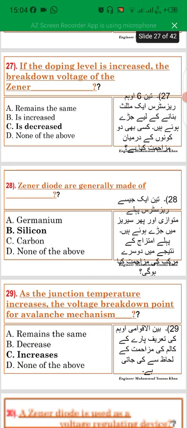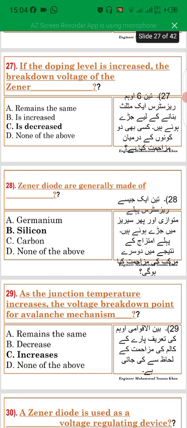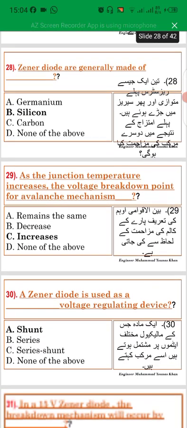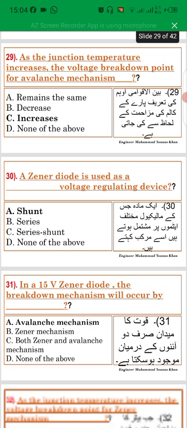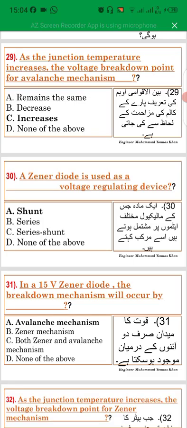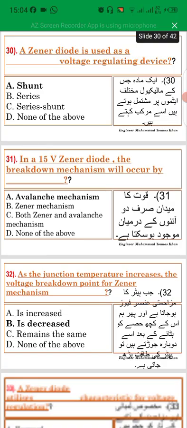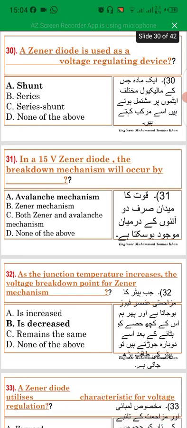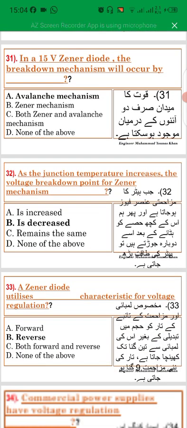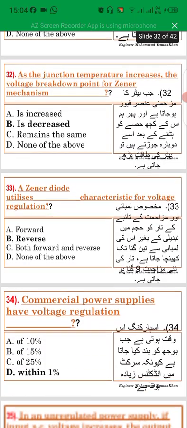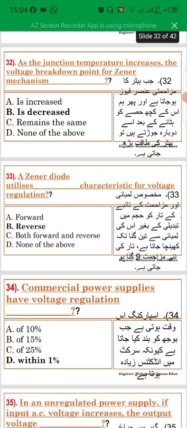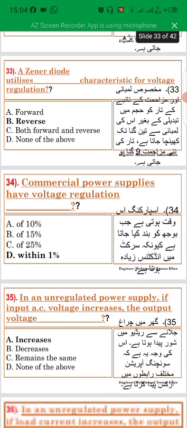If the doping level is increased, the breakdown voltage of the zener is decreased. Zener diodes are generally made of silicon. As the junction temperature increases, the voltage breakdown point for avalanche mechanism increases. A zener diode is used as a shunt voltage regulating device. In a 15 volt zener diode, the breakdown mechanism will occur by avalanche mechanism. As the junction temperature increases, the voltage breakdown point for zener mechanism is decreased.